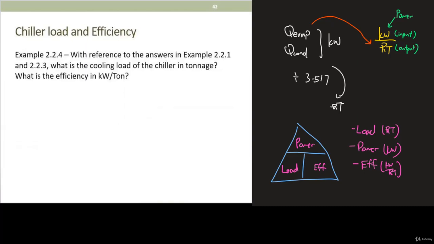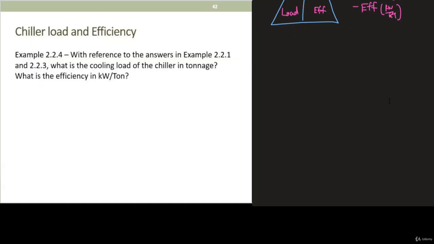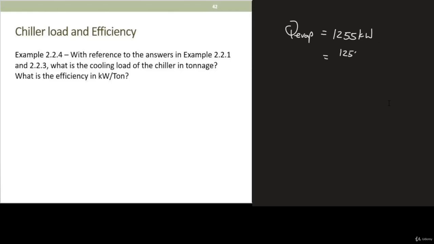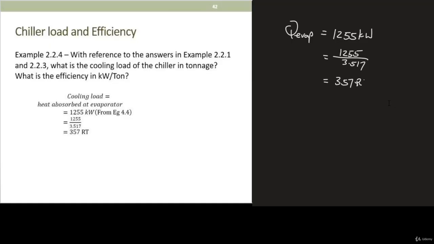With reference to the answers we got in examples 2.1 and 2.2.3, what is the cooling load of the chiller in tonnage? And what is the efficiency in kilowatt per ton? Previously in our example, we got Q evap equal to 1255. They ask what is the load in terms of ton, so you need to do 1255 over 3.517. Then you will get your answer in terms of ton, so the cooling load is 357 RT.